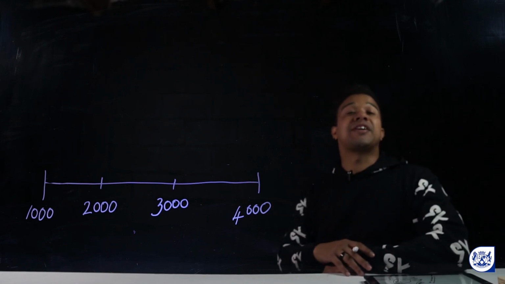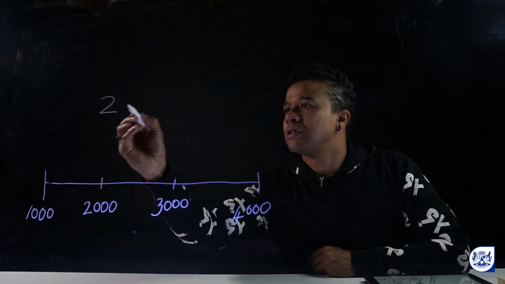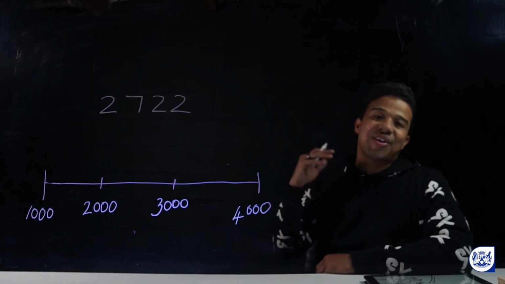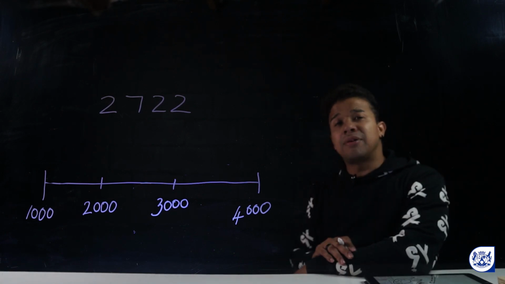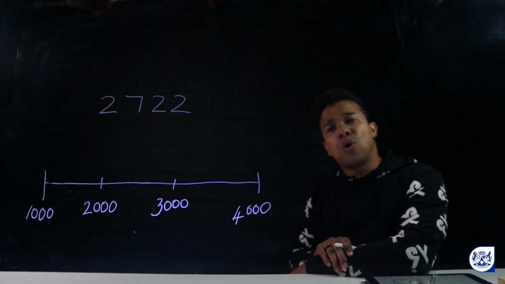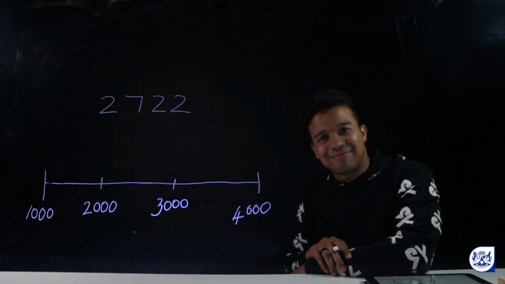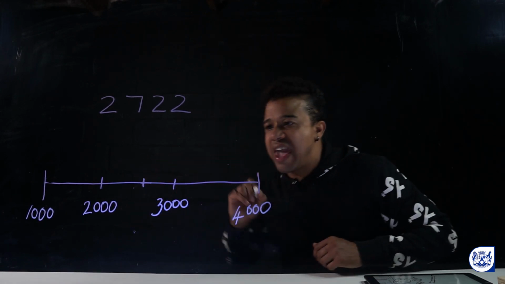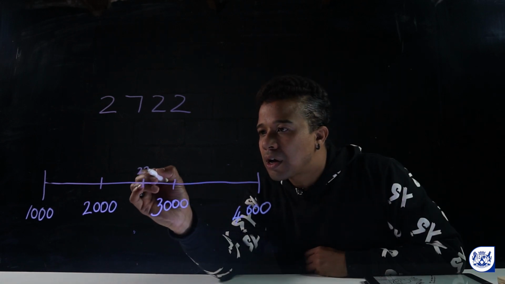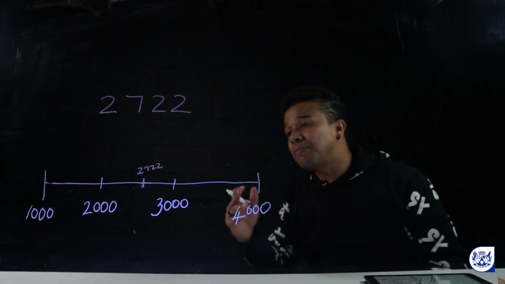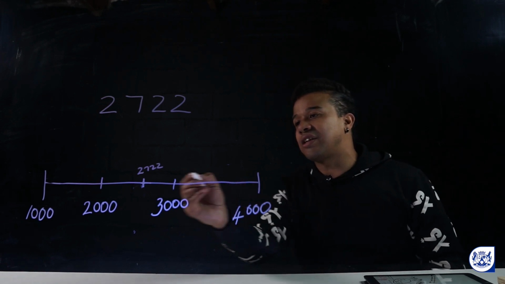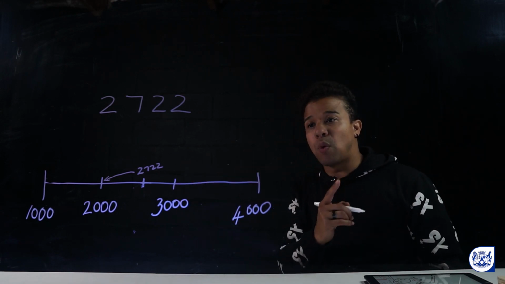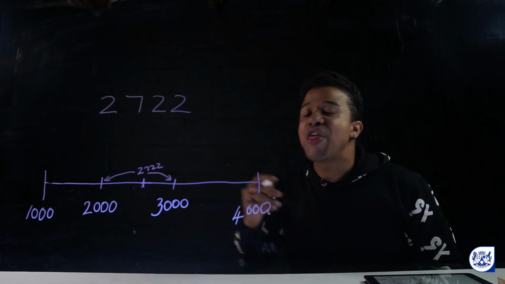So next up, we're going to round off the number 2722 to the nearest 1000. So let's place the number 2722 on our number line. I think 2722 will lay somewhere over there, right? And if we write in the number, we'll see that the multiple of 1000 before 2722 is the number 2000, and the multiple of 1000 after 2722 is 3000.